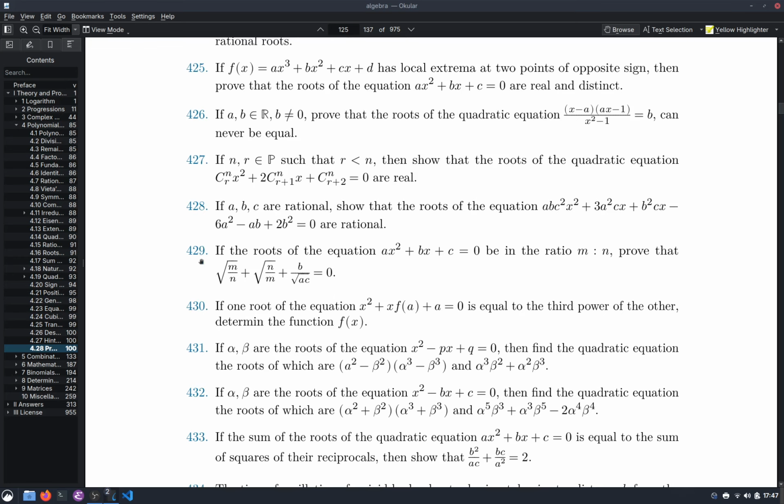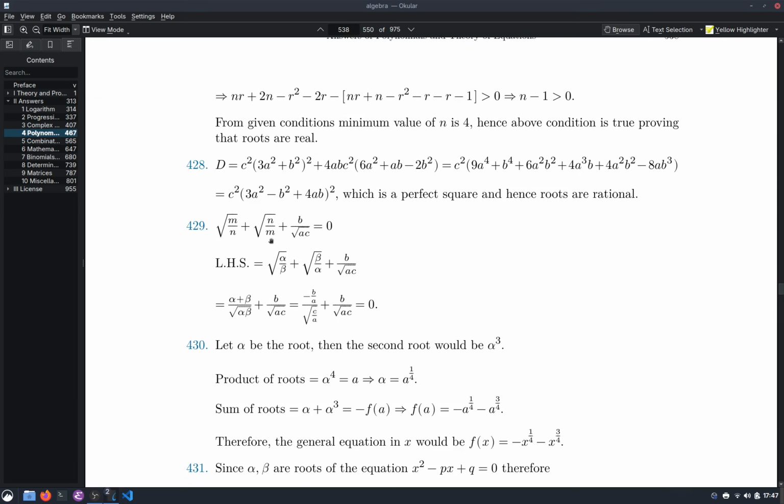Next question is question 429. If the roots of the equation ax square plus bx plus c is equal to 0 be in the ratio m is to n, prove that square root of m by n plus square root of n by m plus b by square root of ac is equal to 0. So what we are given is square root of m by n plus square root of n by m plus b by square root of ac is equal to 0.